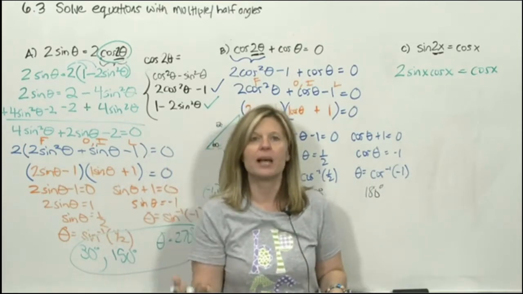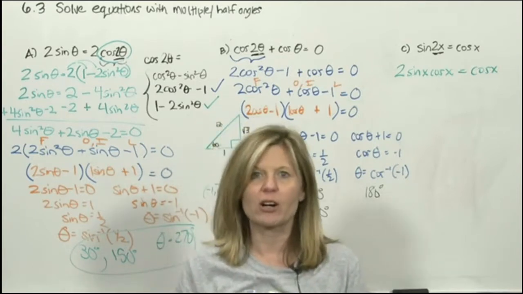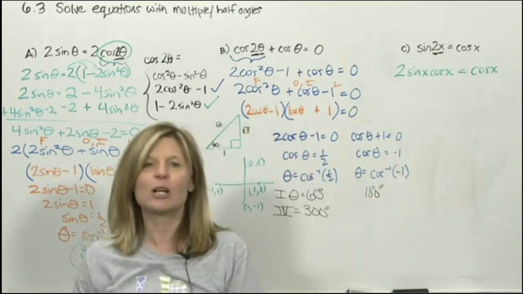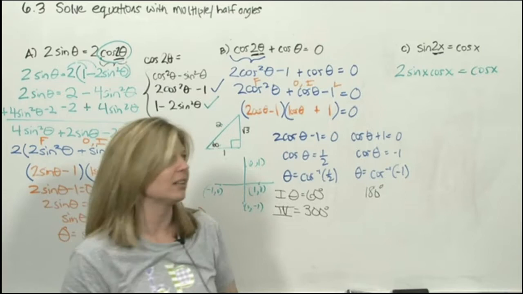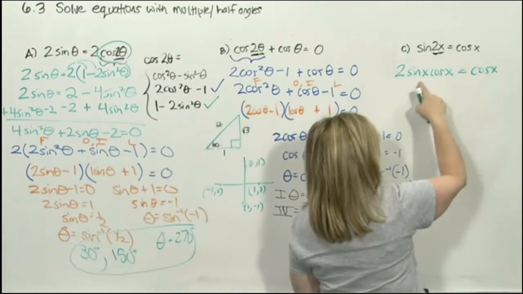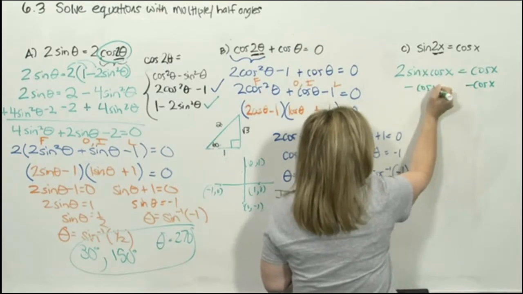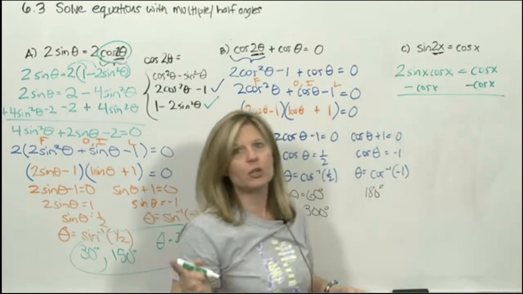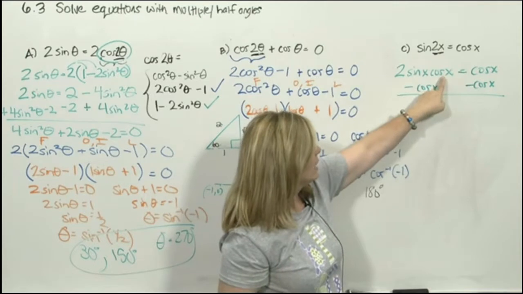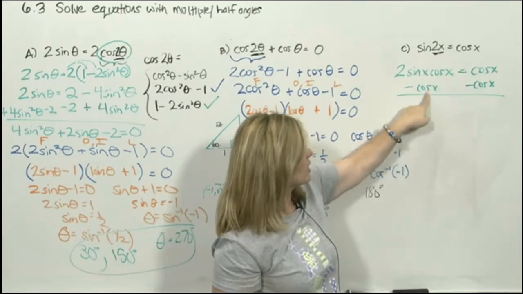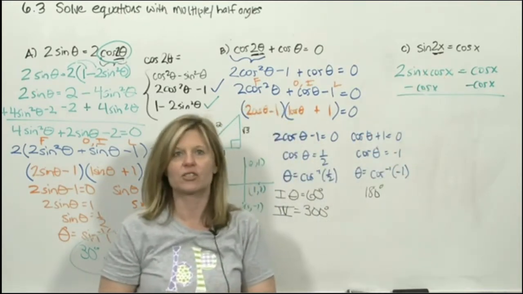And I want to bring this up again. If there are two different trig functions, you want to set this equal to 0 and factor out what they have in common. So I'm going to have to move the cosine x over here by subtracting. And here's where the mistake is going to be made. Most of you think 2 sine x cosine x minus cosine x means the cosine x's are going to cancel.